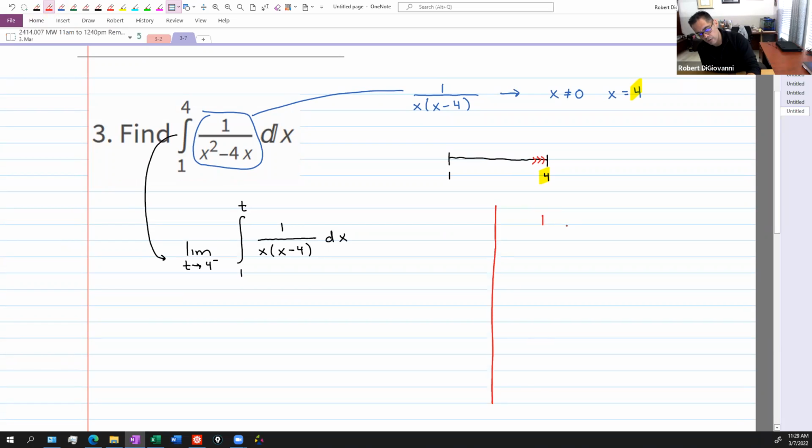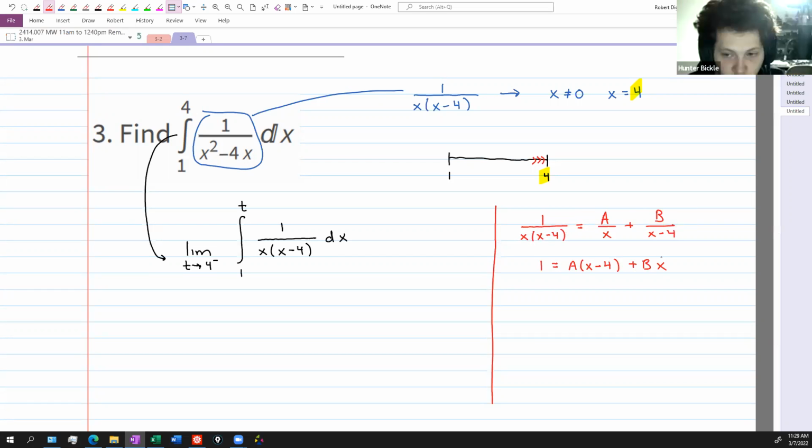I'm going to take 1 over x times x minus 4. And I know that those are 2 distinct linear factors. This is going to be on your test in 2 days. So I need to be able to break that up into 2 pieces like that: A over the linear and B over the linear. Clear the fractions. And then either use the short method or the long method to get A and B. Use the short method on this one.